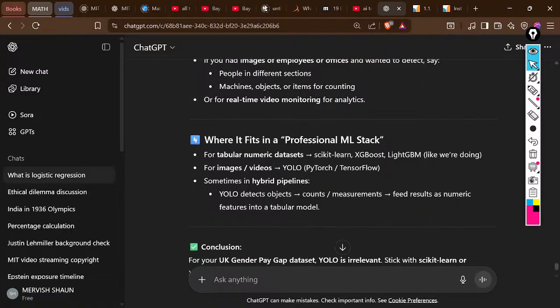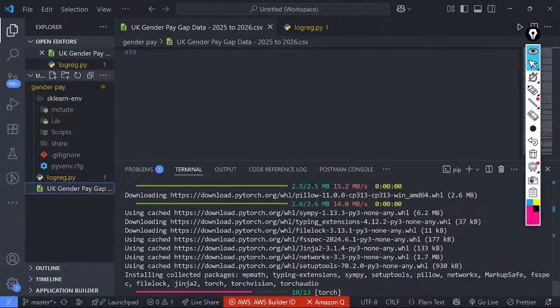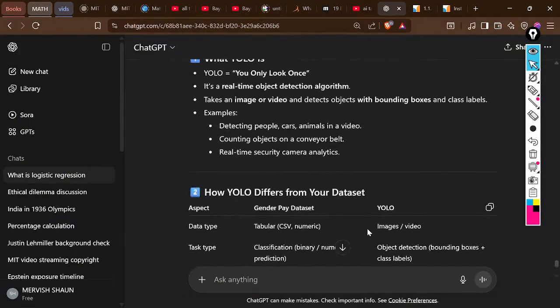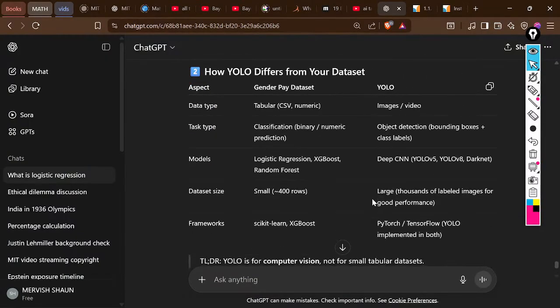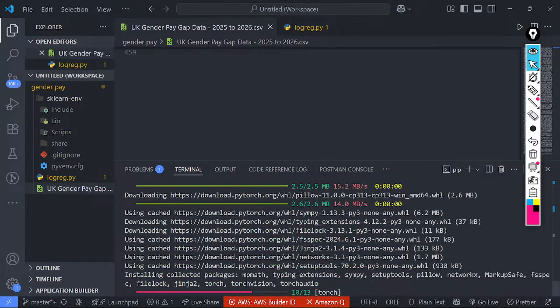Interesting. Sometimes hybrid pipelines: YOLO detects objects, and then it counts and measures. It's all like image stuff. What am I going to do with a YOLO project? It's too much, bro. Look at the size of this. How should I cancel this?